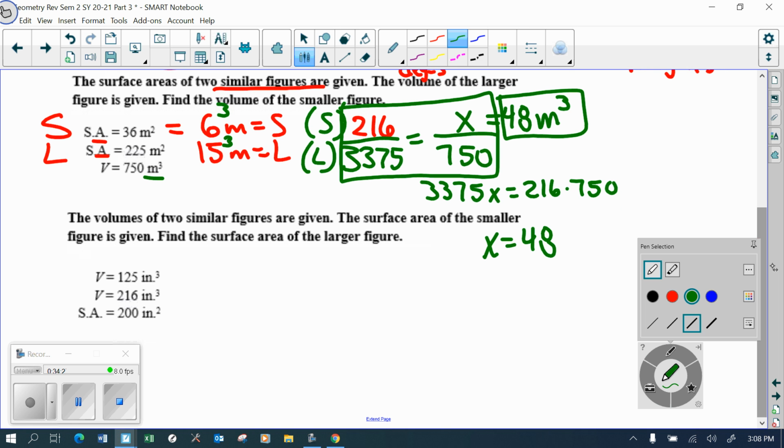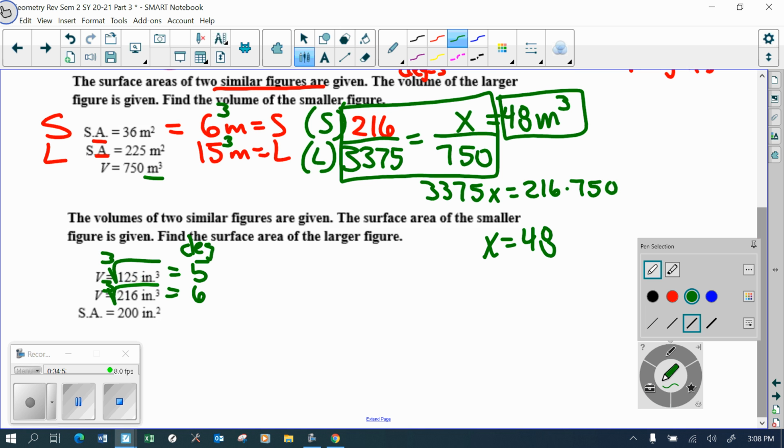Now we're going to go from volume down to area. Notice they give me the 2 volumes and then give me an area. So it's a reverse direction. Again, I'm going to go down to degree 1. So how do I go from cubic down to degree 1? I take the cube root. Cube root of 125 is 5. Cube root of 216 is 6. So that's degree 1.